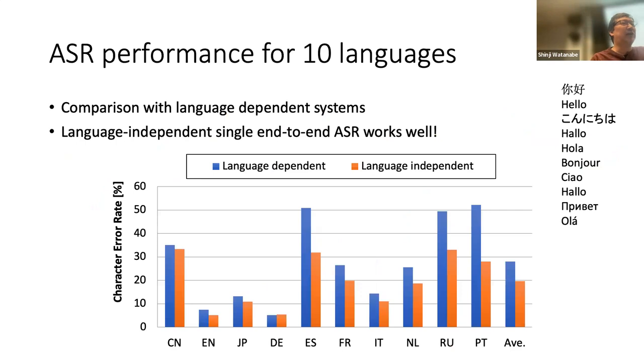So this is one of my results, where we made a 10-language speech recognition system by collecting the 10 languages. The blue one is the language-dependent system, each trained as a single end-to-end system. And the red one is just mixing everything and then performing speech recognition. We actually found a very good performance improvement. By the way, this is error rate, so lower is better. So for most of the languages, we have a very good improvement. I can explain why later.